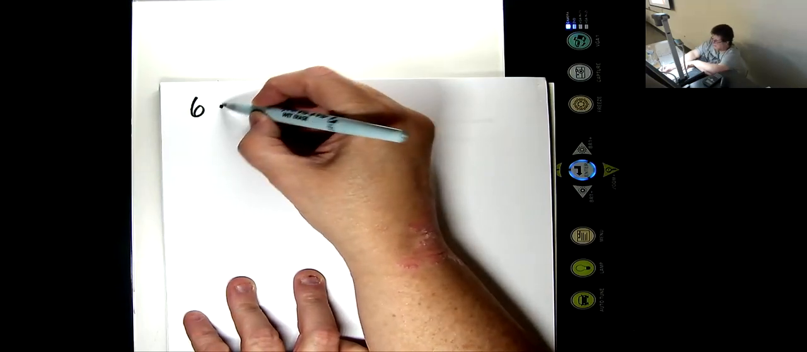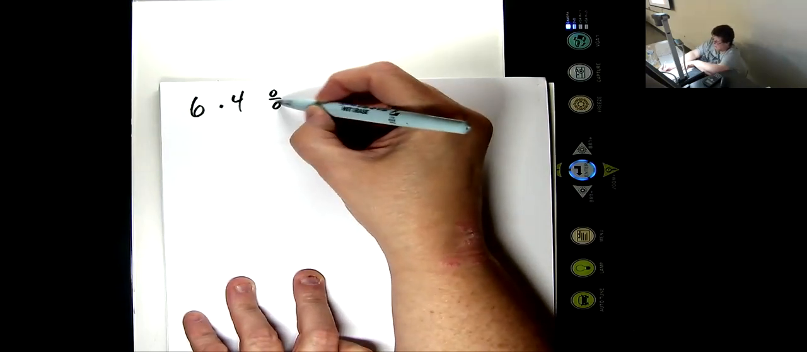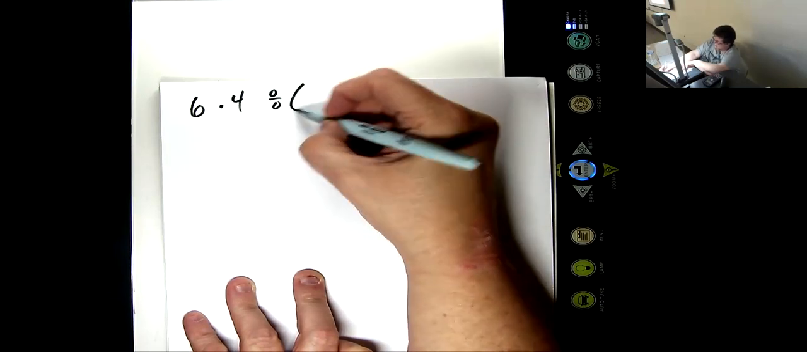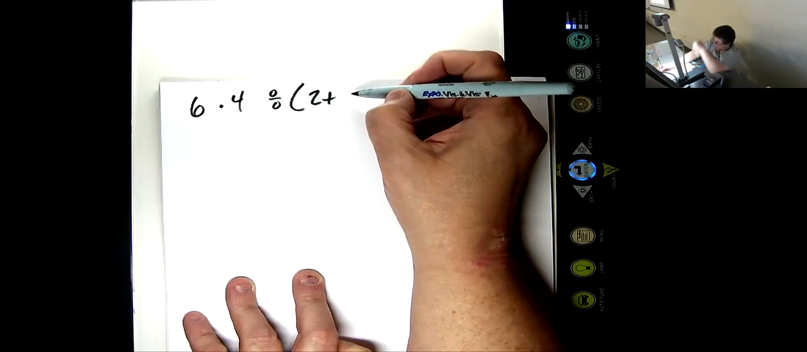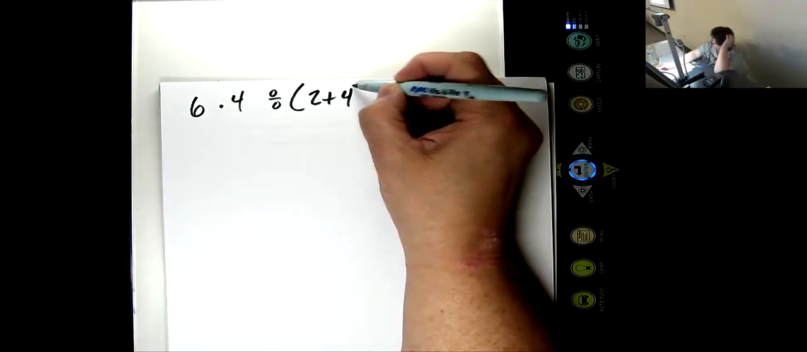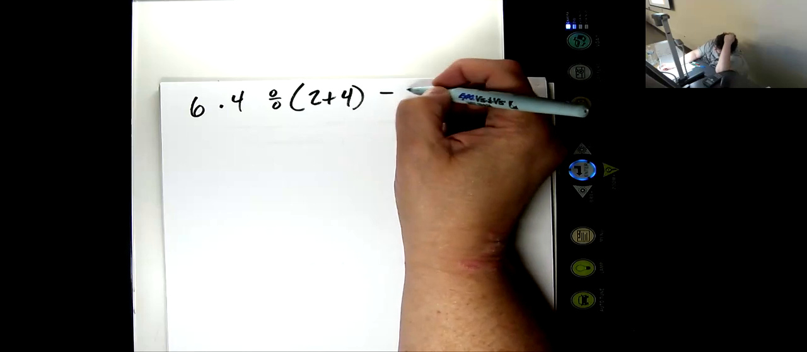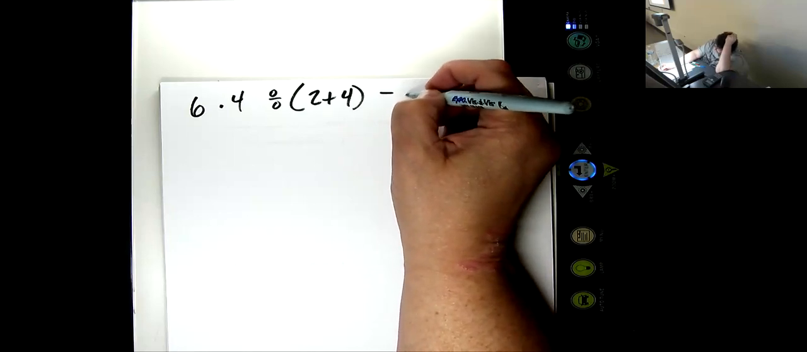So, 6 times 4 divided by 2 plus, I don't know, 4, minus, I don't know, 5 squared.